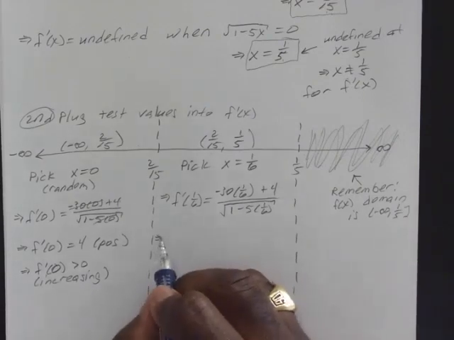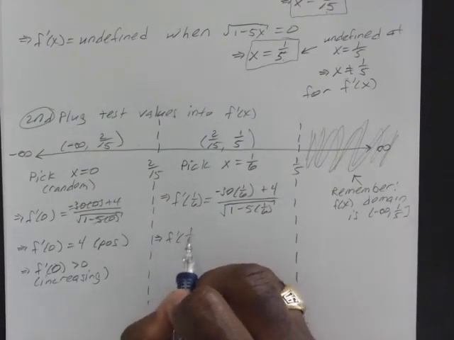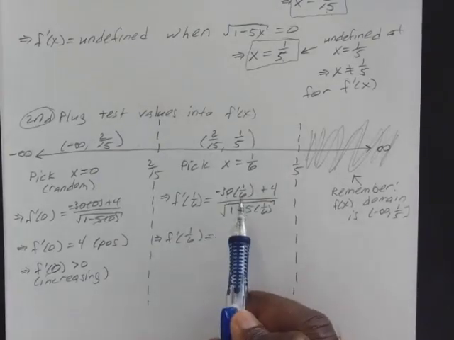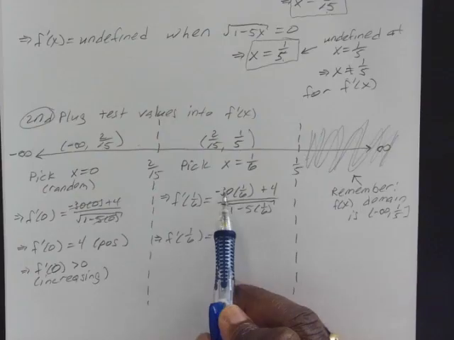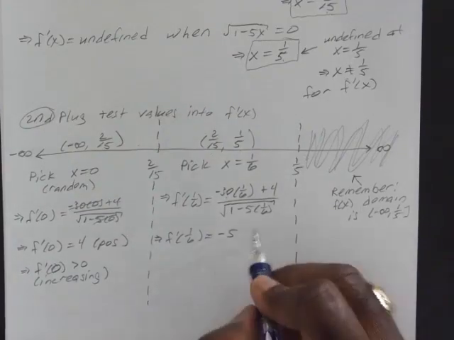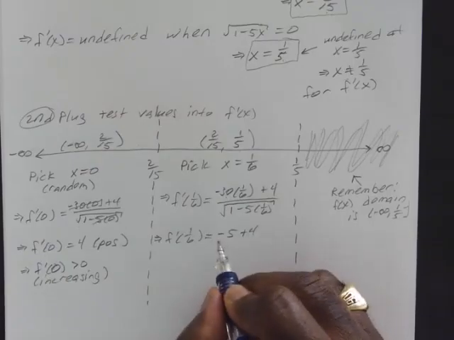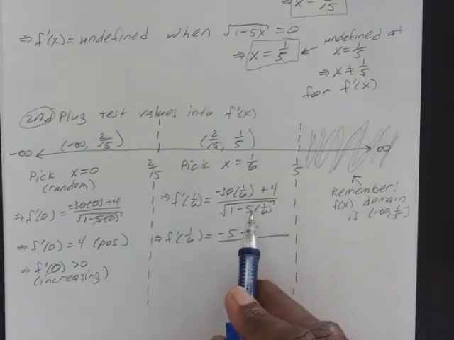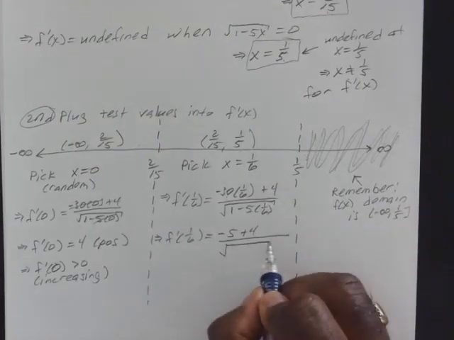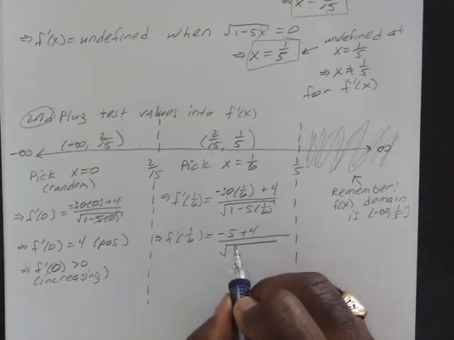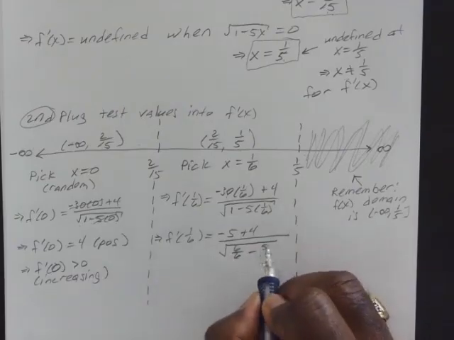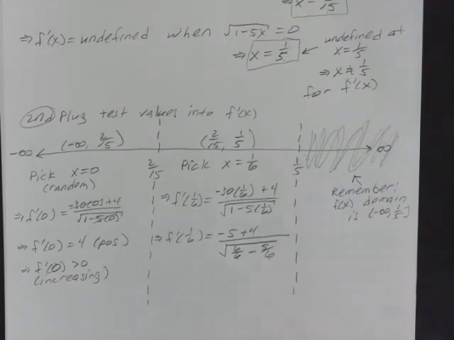Okay, well, that gives us negative 30 times 1/6 is negative 5 plus 4 divided by, well, 5 times 1/6 is just 5 over 6. So we can make that the square root, and instead of 1, we can make that 6 over 6 minus 5 over 6.